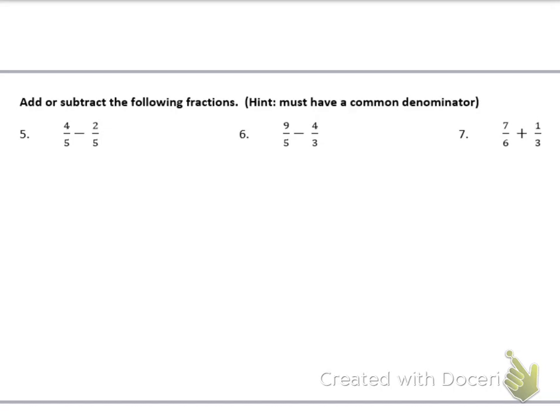In this situation, the common denominator is 5, so we could go ahead and subtract it. 4 minus 2 gives me 2, and then you share that bottom. Anytime you are adding and subtracting fractions, they share that bottom. The bottom does not disappear.